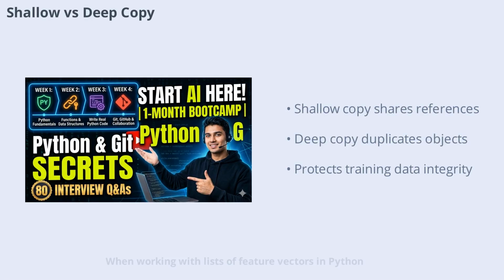When working with lists of feature vectors in Python, it's important to know the difference between shallow and deep copies. A shallow copy creates a new container but references the original child objects, so changes to the copy can affect the original. In contrast, a deep copy recursively duplicates all objects, ensuring complete independence. For example, if you have a batch of images and make a shallow copy, altering a pixel in the copy will change the original batch, potentially corrupting your training data. Using deep copy prevents this, safeguarding your input data for AI models.